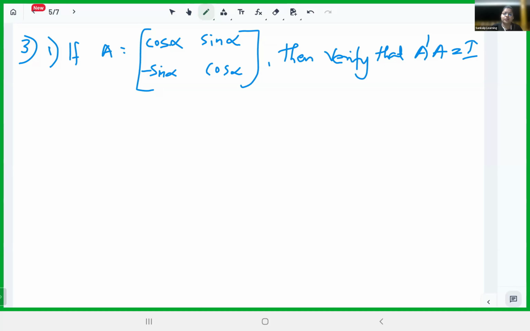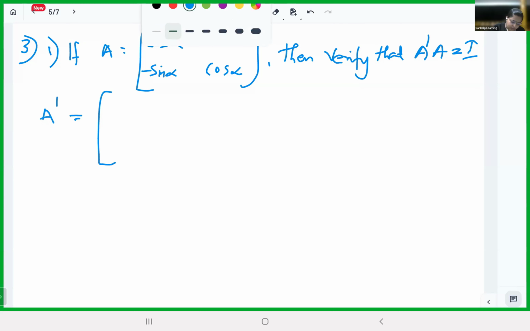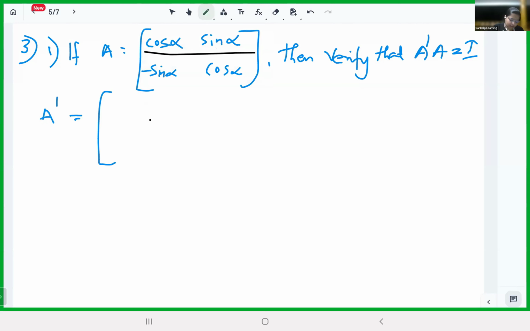So for that, first we have to find out the transpose of the given matrix, right? How will you find out the transpose of a given matrix? You have to rearrange the rows of the given matrix as the columns of the matrix. Then you will get the transpose of a matrix. So first we have to find out A transpose. The first row is cos alpha sin alpha, and I am going to rearrange this into a column, cos alpha sin alpha. And the second row is minus sin alpha and cos alpha. So this is our A transpose.